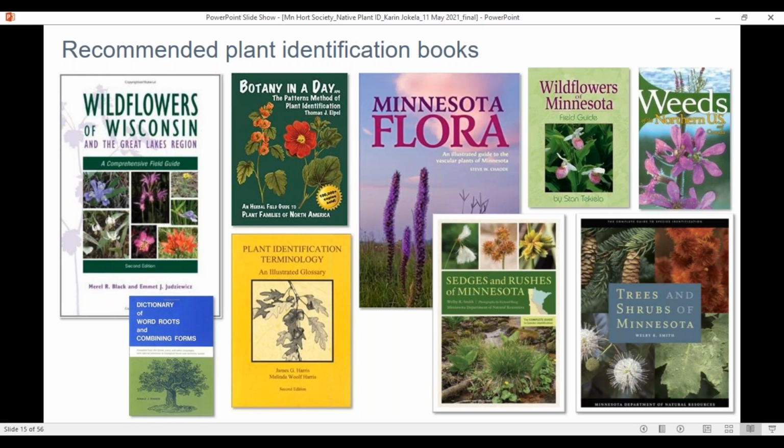And so sometimes a terminology book can be helpful. A good weed book is useful. I really love that Wildflowers in Wisconsin guide. A lot of great pictures, good range maps, just simple language to understand. So here's just a few, there's a few more listed in that handout as well.